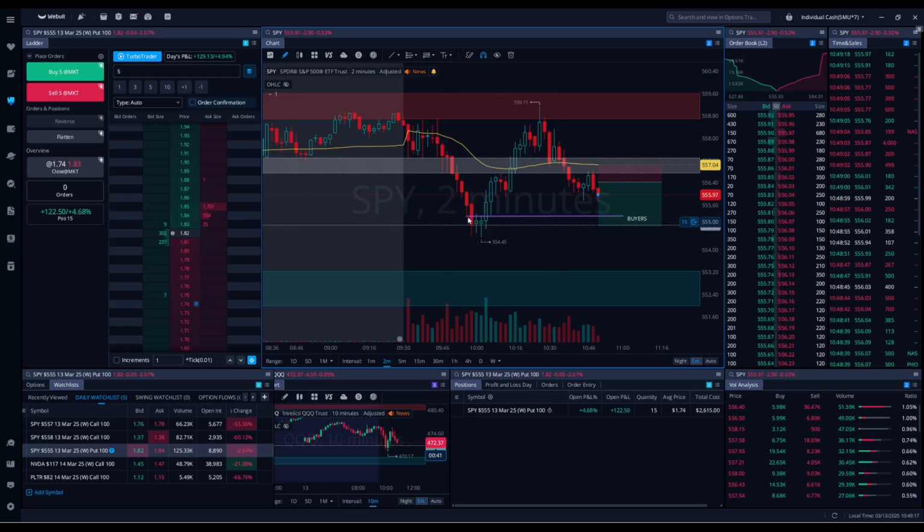But let's see if we can, because we're starting to see some buyers here. But I think if we do break this level here, I think we can see some follow through to the downside. Again, a possible low of day break.